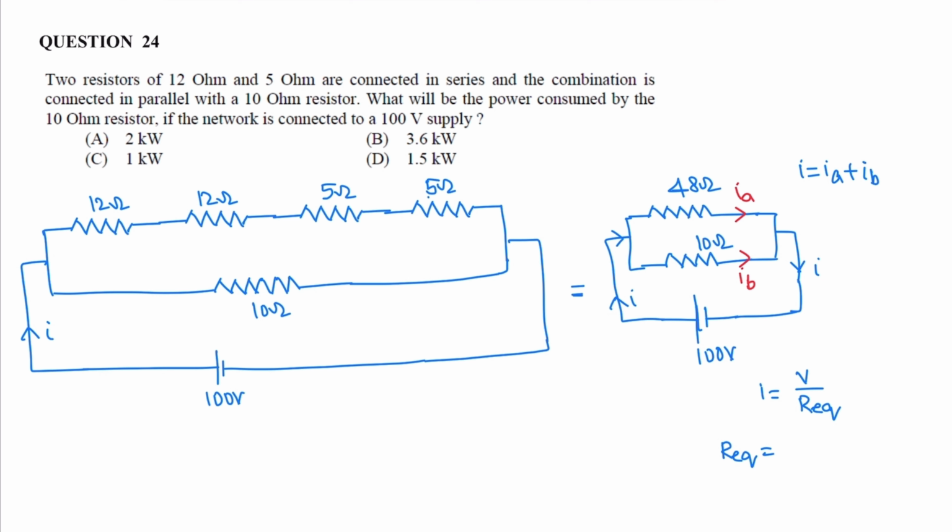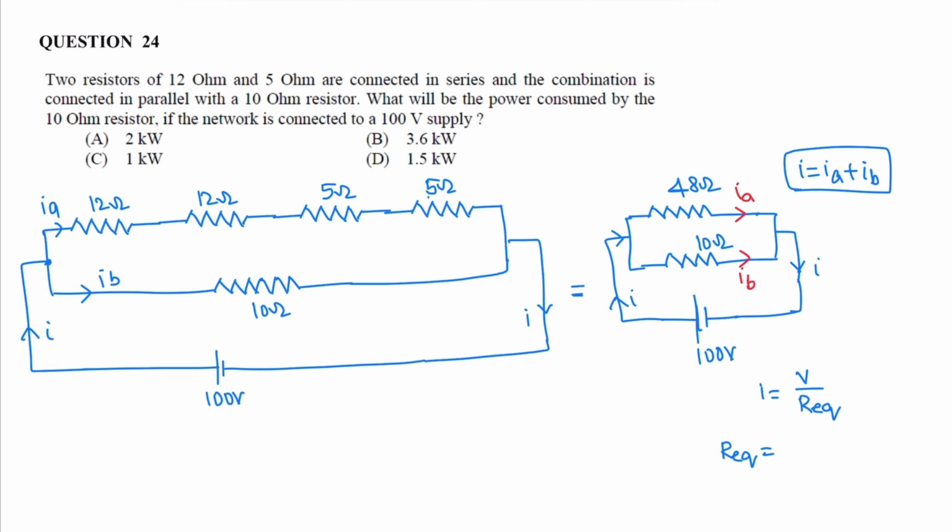Now let I be the total current flowing through the circuit. Here it is also I. The current splits here into IA and IB. The splitting current is IA, and here the current is IB. Now the total current I is the sum of IA plus IB by using KCL at this node.